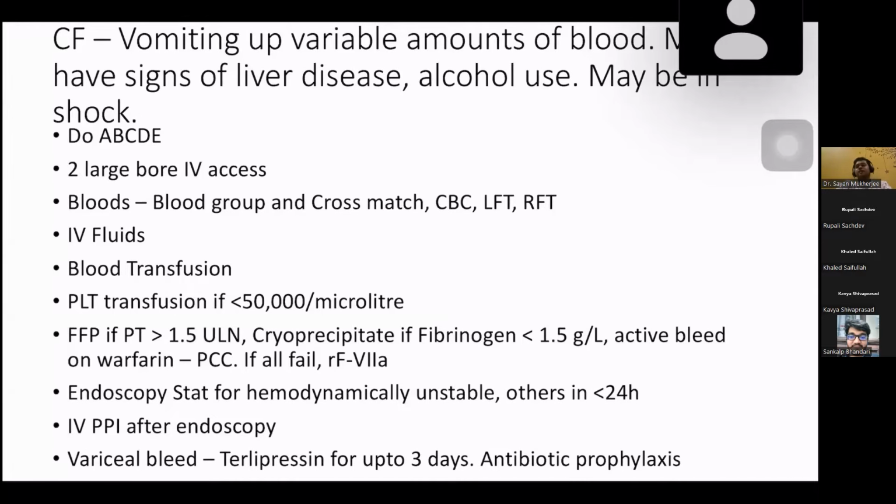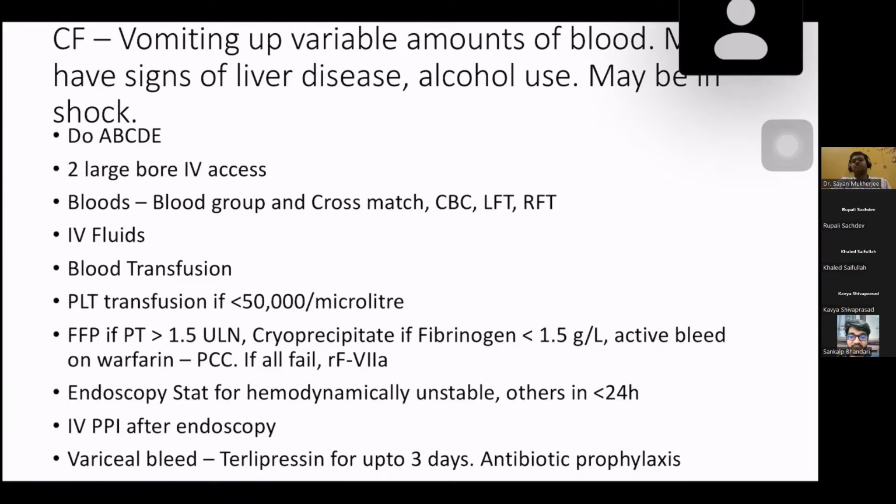So you send this as soon as possible to get the blood ready from the blood bank, because these patients can deteriorate fast. And in that case, you would need blood ready. Many units of blood, 2 to 3 units of blood may be required urgently. Apart from this, you will send the routine investigations like CBC, LFT, RFT. LFT is important here because the patient can have a hepatic derangement, because these patients generally have a background of chronic alcoholism and cirrhosis. So yes, IV fluids and blood we have done, and blood transfusion if it's required.